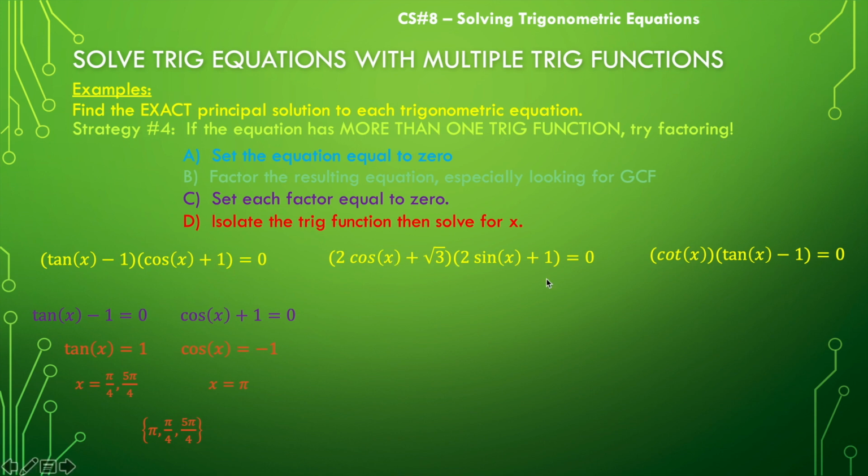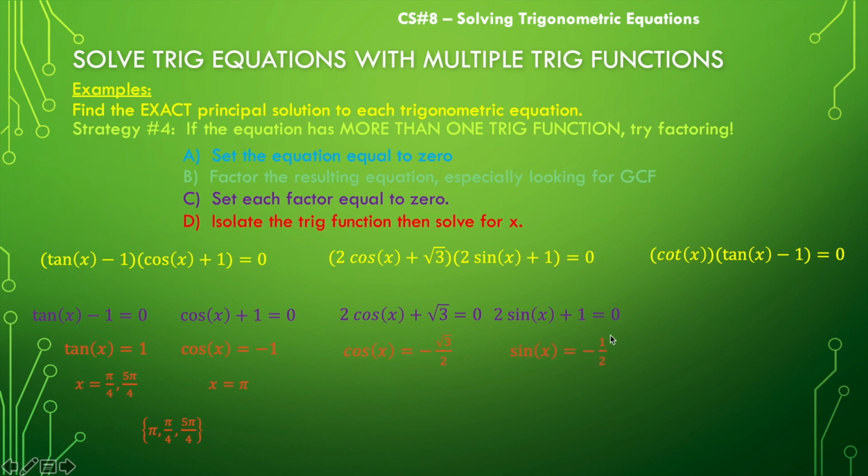Taking this equation, (2 cosine of x + square root of 3)(2 sine of x + 1) = 0, let's take each of those factors and set them equal to 0. Now isolate the trig function. In this case it's cosine of x, so we would subtract the square root of 3 and divide by 2. And in this case it's sine of x, so we would subtract a 1 and divide by 2.